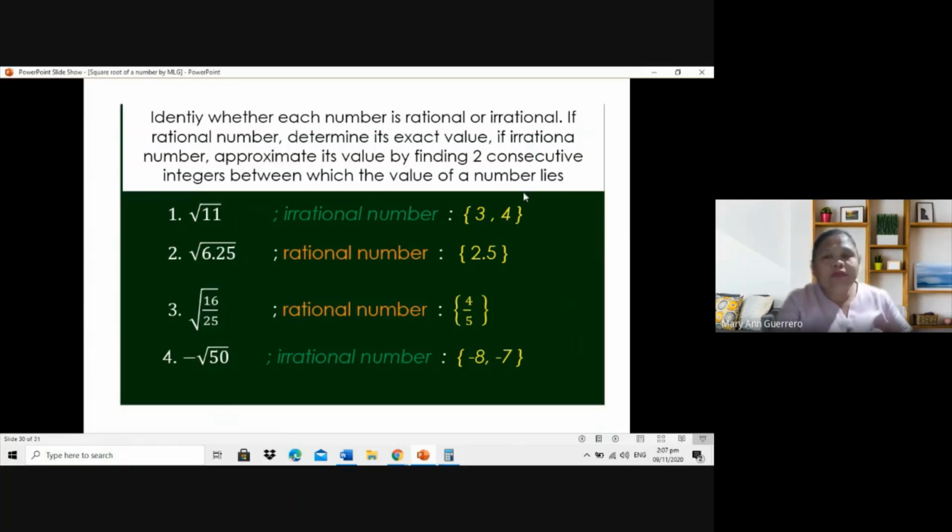So, itong 3 and 4 na to, yung mga irrational na to, saka negative 8, negative 7 na to, hindi ito yung exact value niya. Ibig sabihin kasi sa direction natin, find two consecutive integers between which the value of the number lies. Ibig sabihin nito, square root of 11 is between 3 and 4. Hindi ang answer ay si 3 and 4. Hindi. So, we're just following the direction. Approximate its value by finding the two consecutive integers. So, yun. Okay? But the value lies between negative 8 and negative 7. The value of square root of 11 lies between 3 and 4. Okay?